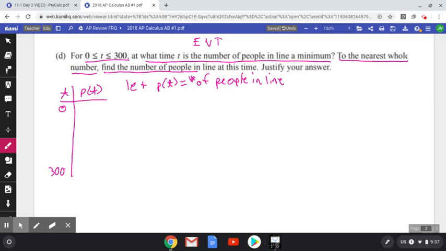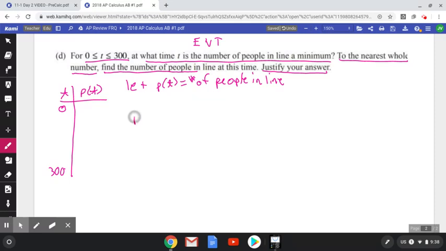The justification for our answer is going to actually be our work. We really don't have to write too much for this one. We will write a sentence here at the end, but what we want to do is just show that table on the left-hand side. And that table, according to the EVT, will be able to tell what's the minimum. We'll just look at the lowest number in the right-hand column, P of t.